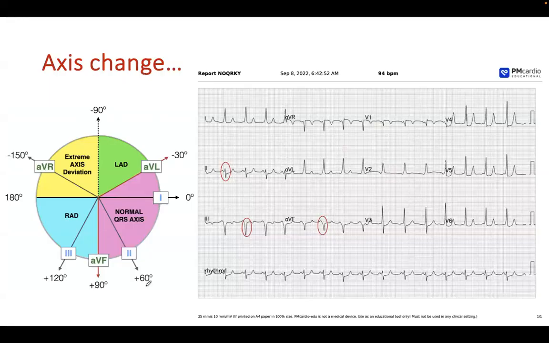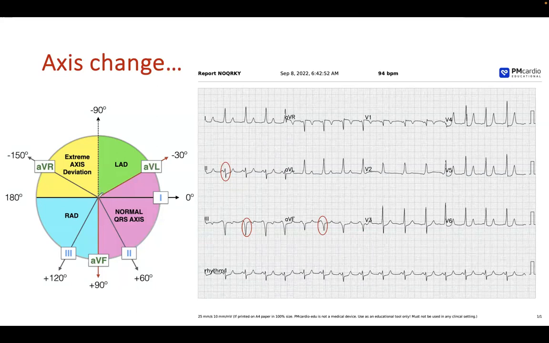Okay, and why do you think the axis is changing? For example, this patient has left axis deviation, right? Yes. Okay, why do you think that is? Because the conduction is starting from the right side of the heart, so it's going to the left.